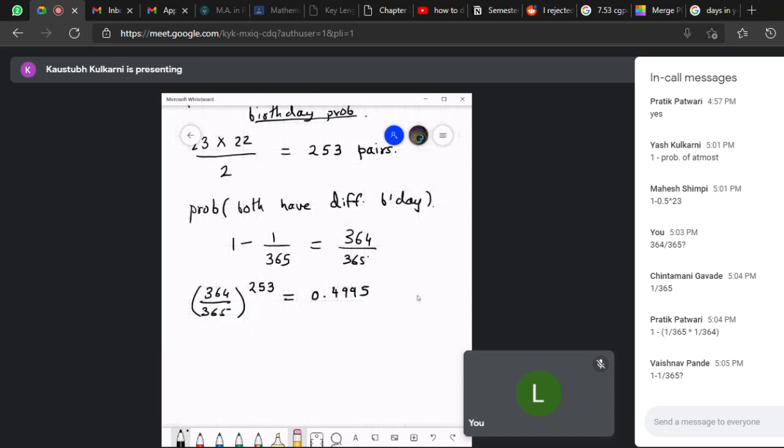And if you do 1 minus this, that is 1 minus the probability that both will have a different birthday, then it is actually 0.5005.